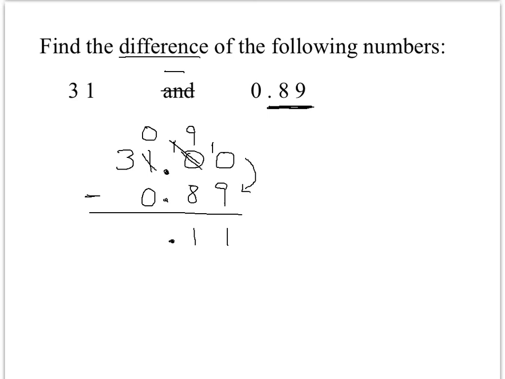Bring down my decimal. And 0 minus 0 is 0. And 3 minus 0 is 3. So there's my answer. 31 minus 0.89 is 30.11.